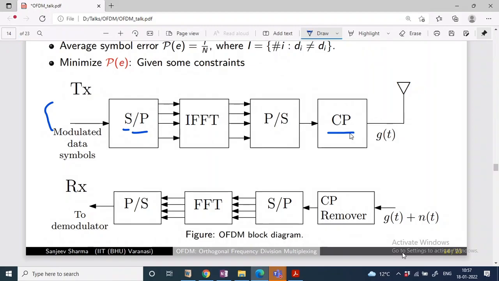Then we add the cyclic prefix. Then they transmit it. At the receiver we receive the transmitted data plus noise. Then remove the cyclic prefix. Then serial to parallel. Then take the FFT and then parallel to serial conversion. Then demodulate. Okay. So here the IFFT operation is performed, and here the FFT operation is performed.